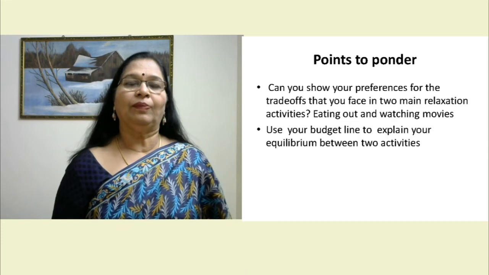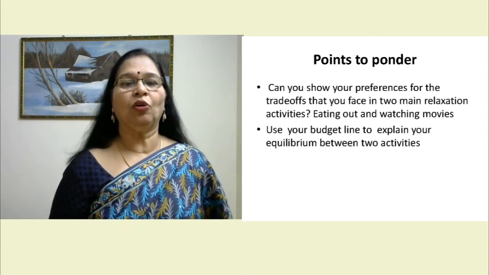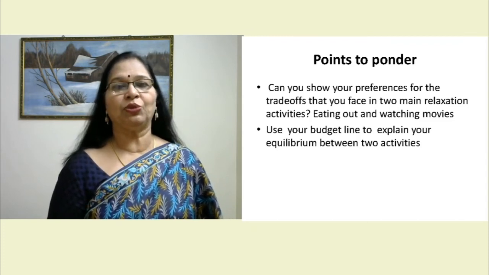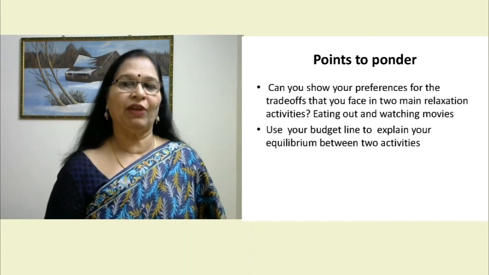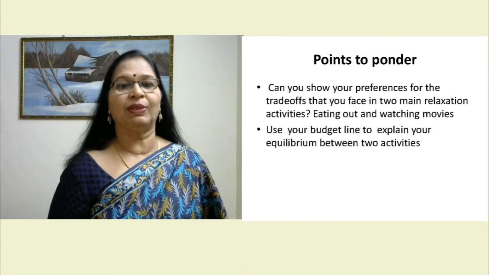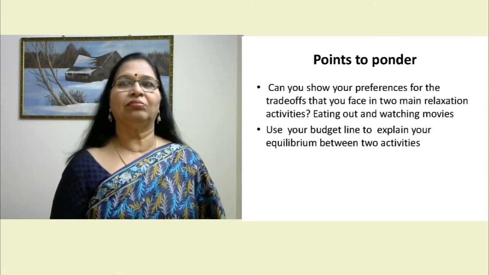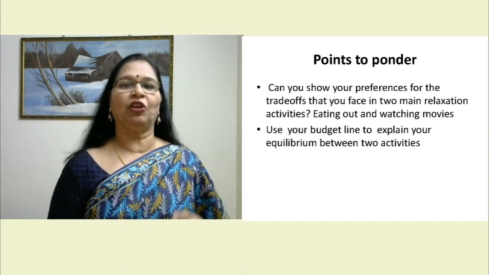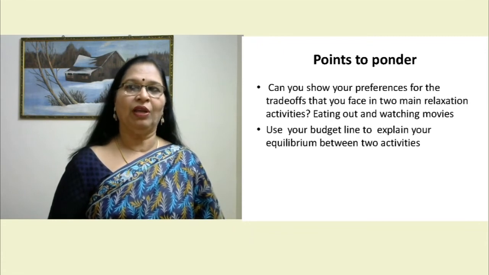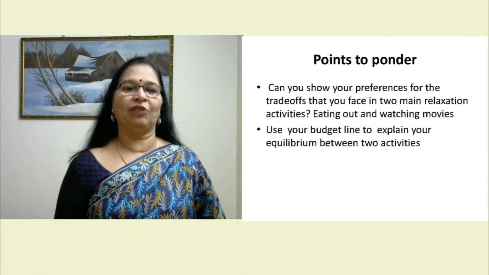Now, once the consumer is in equilibrium, you can also wonder in your own way, do you find this kind of equilibrium situation in your own life? For example, if I give you two relaxation activities, like eating out and watching movies, I'm sure that we go through this kind of choice of which one to do, because we have constraints of price and constraints of income. So how do we choose among these various possibilities that we can consume?